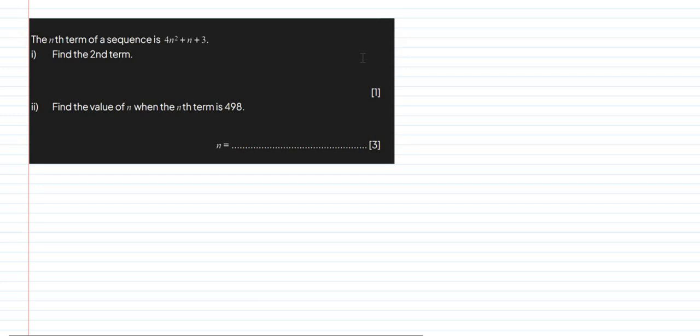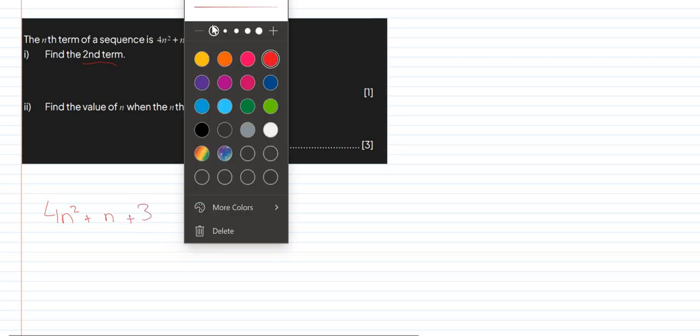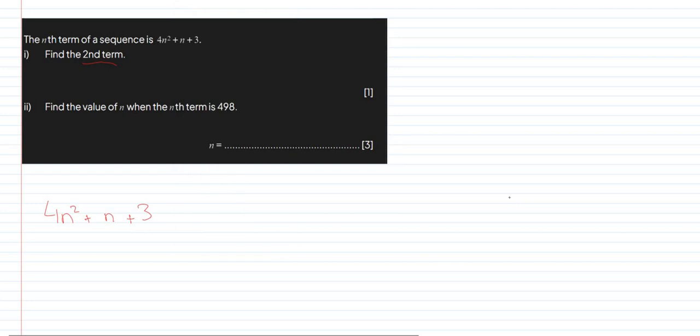It says the nth term of a sequence is 4n squared plus n plus 3. Find the second term. Now look, whenever the sequence is given, you will plug in the value of the term into the sequence. So the sequence is 4n squared plus n plus 3. Alright, the question is asking us to find the second term.